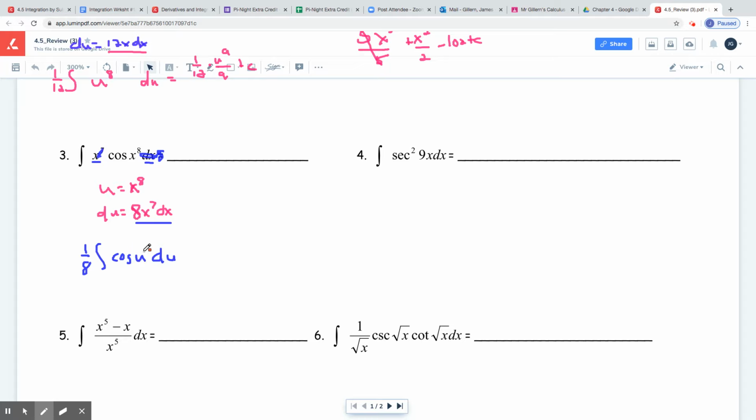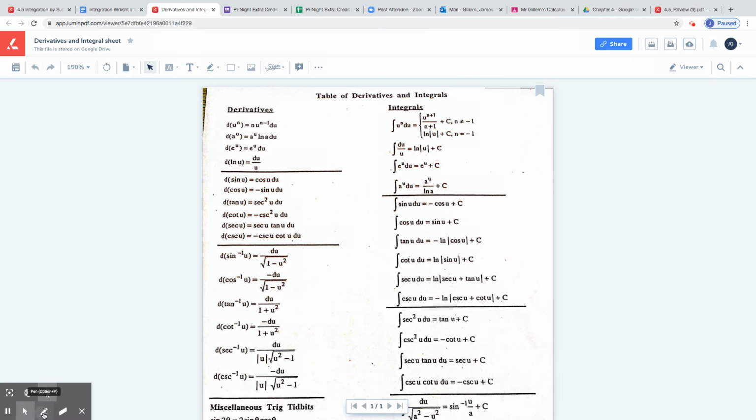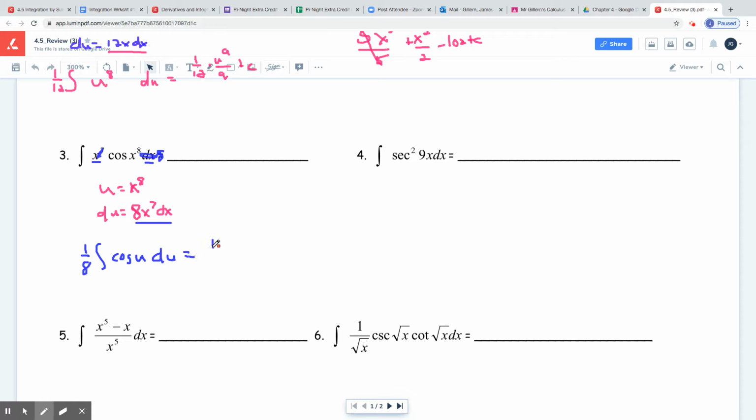Hopefully you know what the integral of cosine u du is. However, remember, we can use our formula sheet. You look for the integral of cosine u du, which is right there, which is sine u plus c. So it is 1/8 sine u plus c. So it's 1/8 sine of x to the 8th plus c. You could also write this as sine x to the 8th all over 8 plus c. Both work just fine.